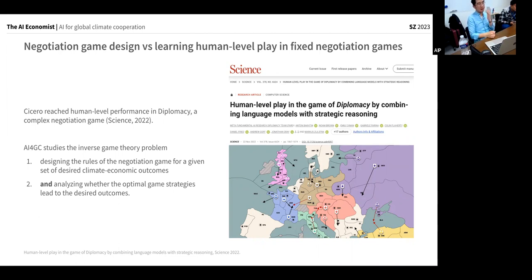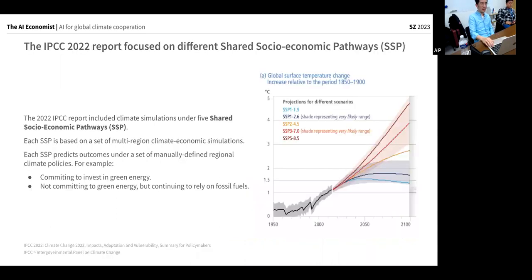One way to think about this competition is that we're asking the inverse question. What is the right game that actually incentivizes these countries to work together on climate change? Can you design the rules of the negotiations and then show that the optimal behavior in this game is cooperation?